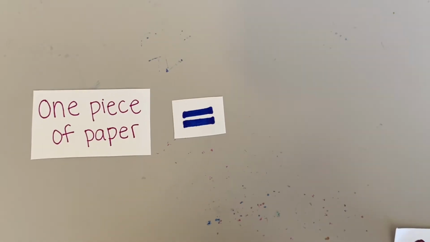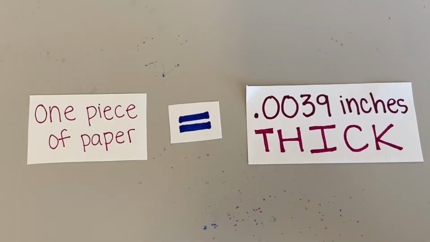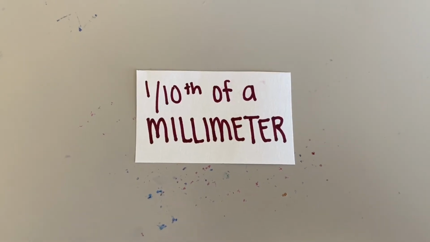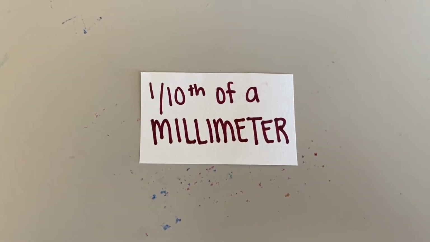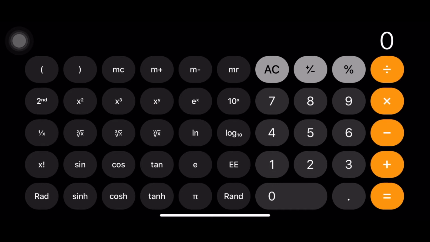Well, the thickness of one piece of paper is 0.0039 inches thick, or 1/10 of a millimeter, if you want to use the metric system. So just to say, our pieces of paper are very thin. To figure out the thickness, I went to my calculator app and I put in the thickness of the paper in inches because I like inches. So I put 0.0039 and then I'm going to multiply that by 2. And then I get 0.0078 inches, and this is the thickness of when the paper is folded once.